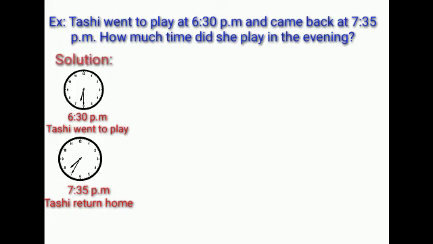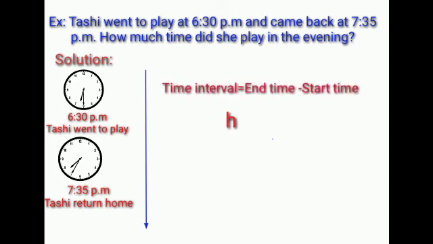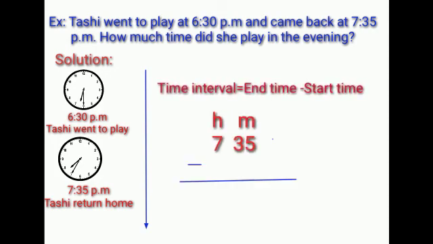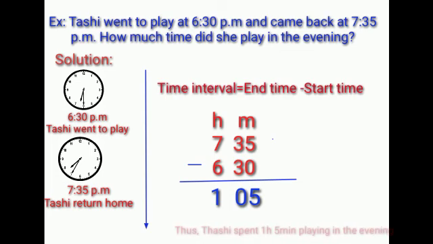Solution. Here, to find the time interval of the activity, we have to subtract the starting time, that is 6 hours 30 minutes, from the ending time, that is 7 hours 35 minutes, to get the answer. On subtracting, we get the answer as 1 hour 5 minutes. Thus, we can say that Tashi spent 1 hour 5 minutes playing in the evening.